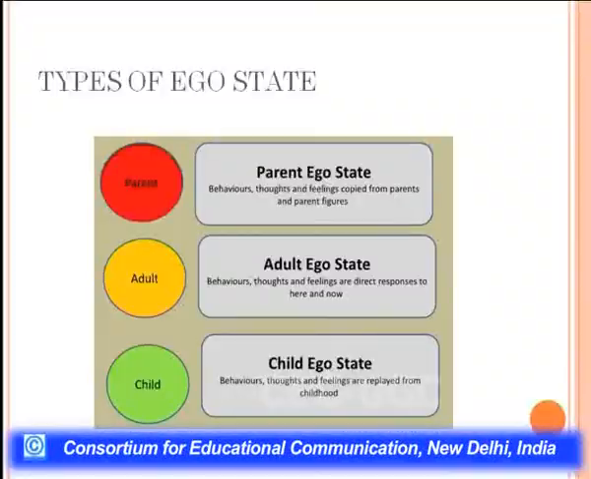It is very important to understand there are different stages of ego. The first is the parent, second is the adult, and third is the child. When you talk about the parent, the first is the parent ego state, that is the behavior, thoughts, and feelings copied from parents and parent figures. When you really endorse the information onto the parents, it is called a parent ego, that is the behavior, thoughts, and feelings copied from the parents and of course the parent figures, because they are the one role model which the child always sees in front of him, and of course the most important influential people in the life of the child are the parents. So this is what is called a parent ego.